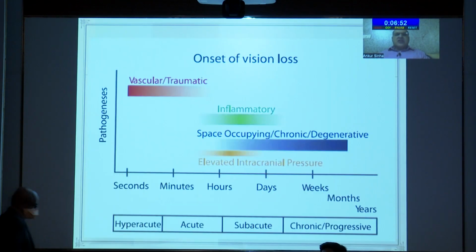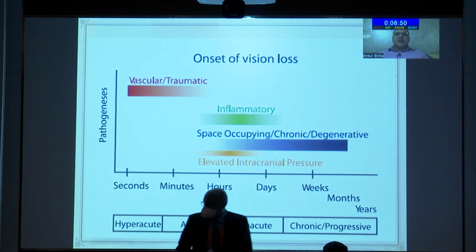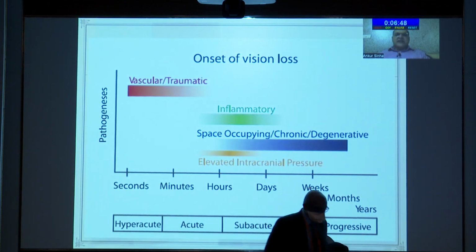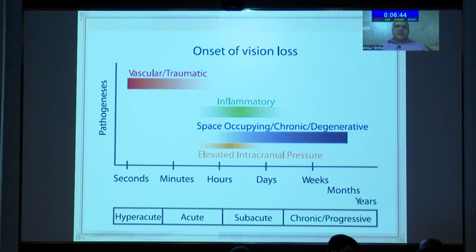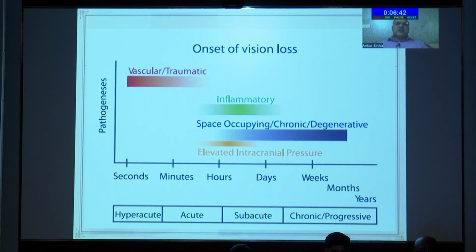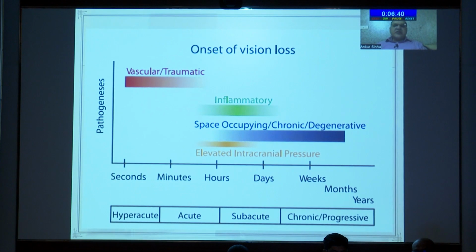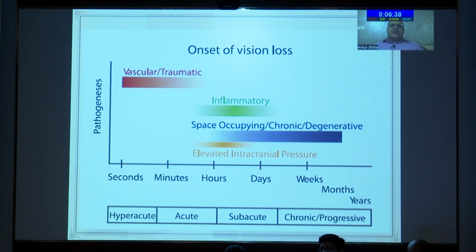Now, vision loss is a very important symptom of neuro-ophthalmic disorders. The way it occurs can point towards the causes. So, if it is occurring within seconds and minutes, probably we are looking at a vascular or a traumatic cause. If it is occurring within minutes, hours, and days, then we are looking at an inflammatory cause or a cause because of elevated intraocular pressure. If it is occurring very slowly over a period of hours, days, and weeks, then we have a disease which is either a space-occupying lesion or a chronic or a degenerative disorder.